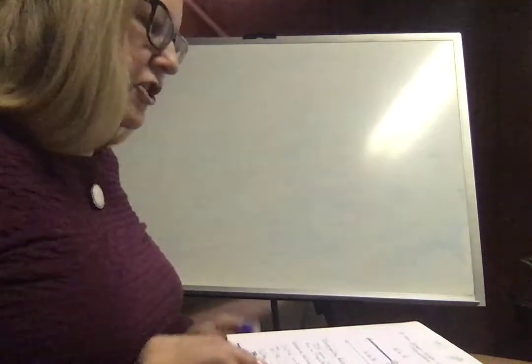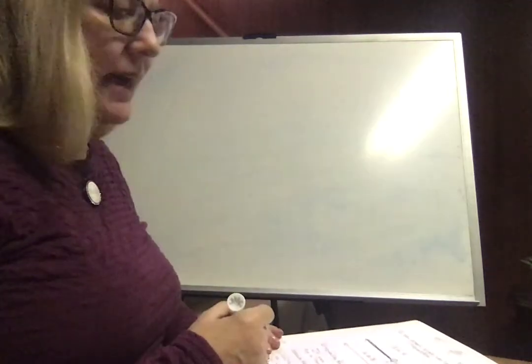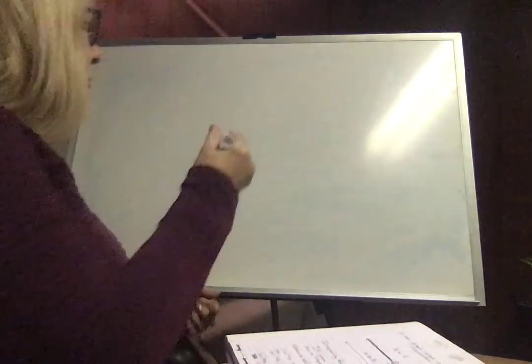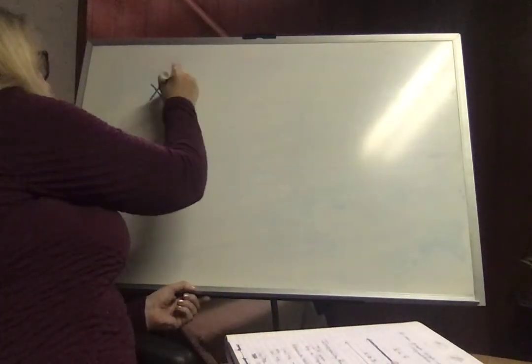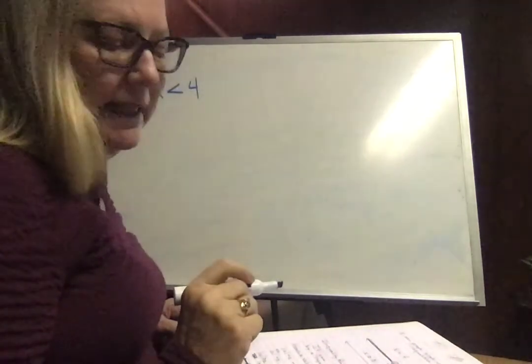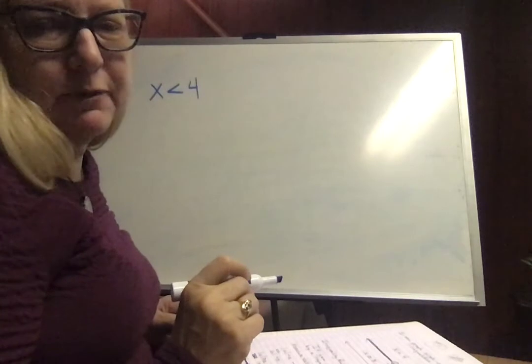Okay, this is section 1.7. I can graph single variable inequalities. So we're going to start with items like x is less than 4. And they're going to have you recognize it or find it from a different way.